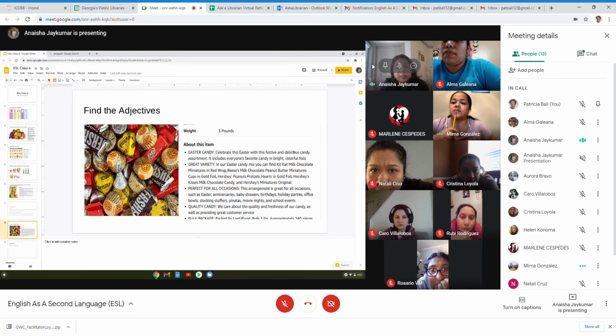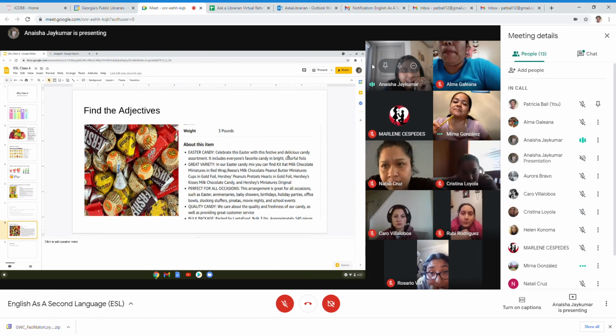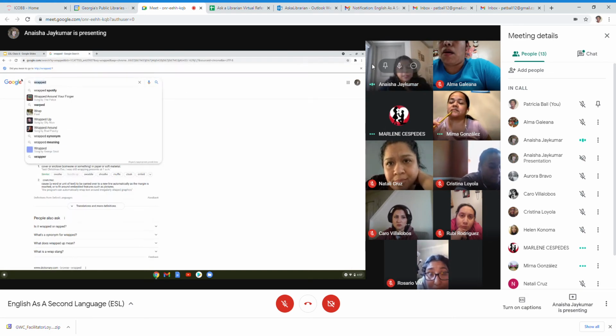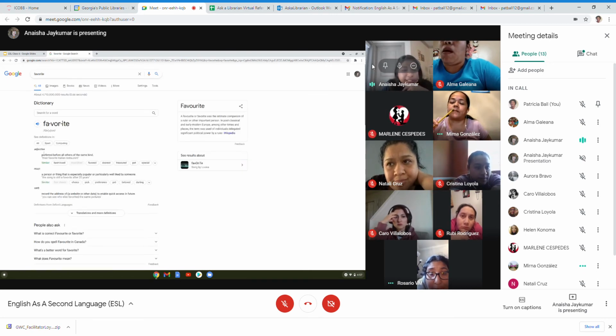Delicious. They're both describing candy. Okay. What is delicious called in Spanish? Delicioso. Okay. It includes everyone's favorite candy in bright, colorful foils. Do you see any adjectives? Favorite. Colorful. Bright and colorful. Favorite is a good one actually, let's see what favorite is. Favorito. Yeah, so that's correct. Christina, you said favorite, right?